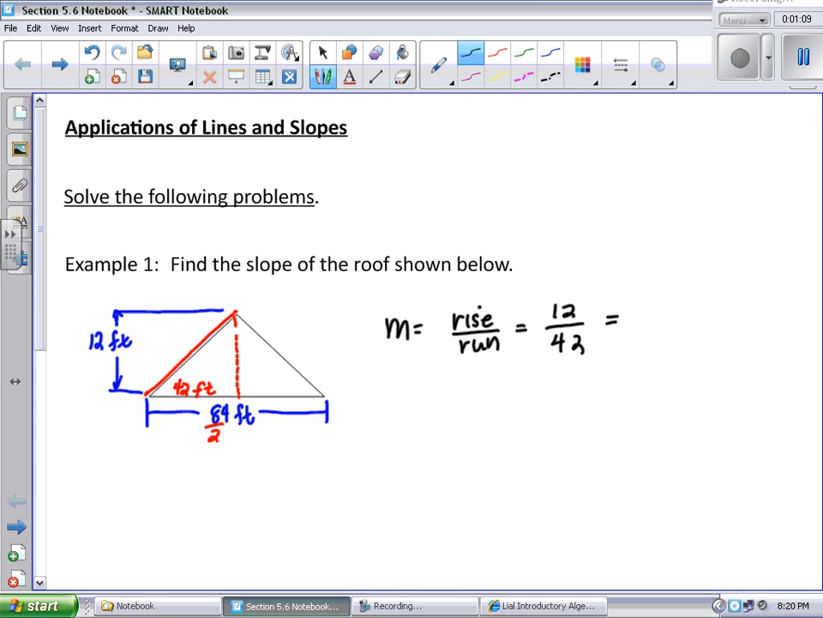And we always want to reduce. We can reduce both of these by a factor of 2. If I divide 12 by 2 and 42 by 2, I get 6 over 21, and they both have a common factor of 3. If I reduce by 3, I get that the slope is 2 over 7.